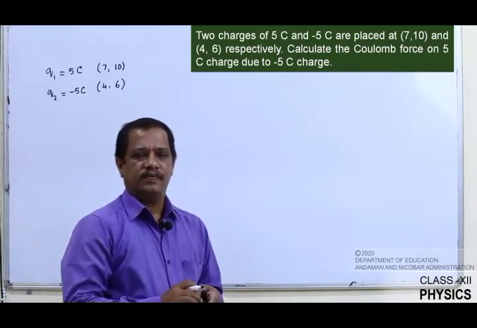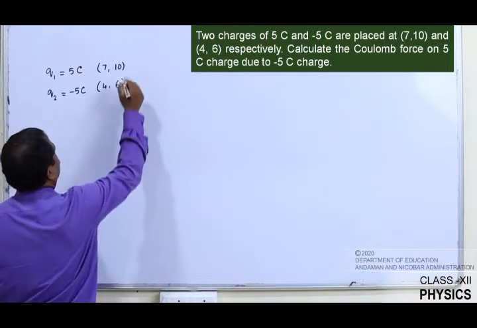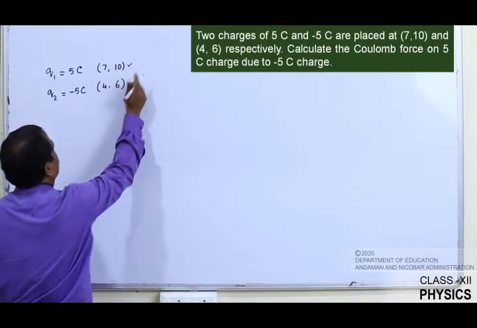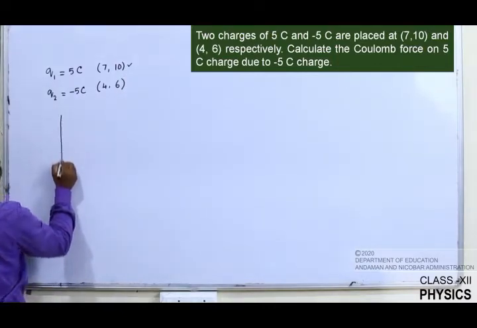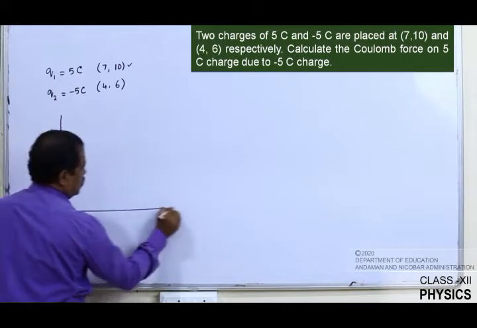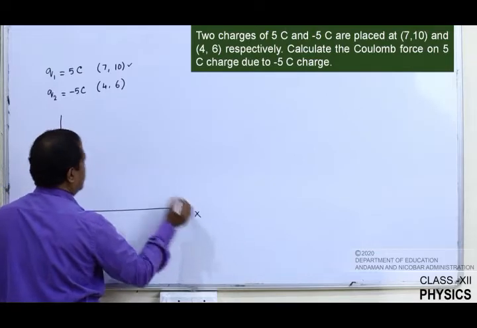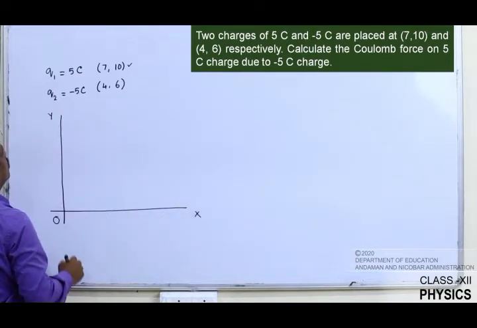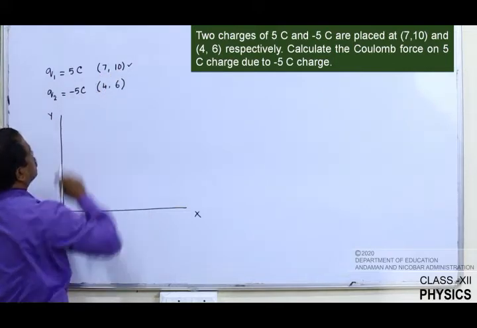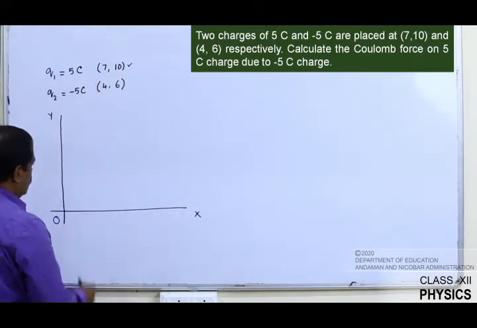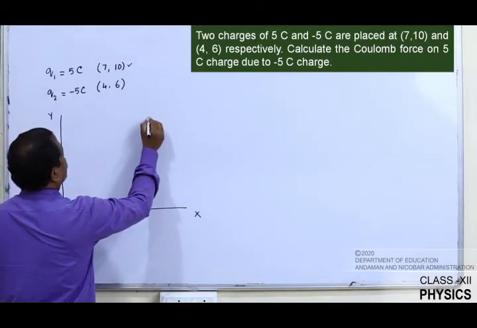These are the 2 charges, and I want to calculate the force experienced by the charge Q1 due to Q2. So let me place the charge on the plane. This is the case. Let this be the origin, this be the x-axis, this be the y-axis, and the charge Q1 is placed at 7i plus 10j. So this is 7i plus 10j somewhere here.